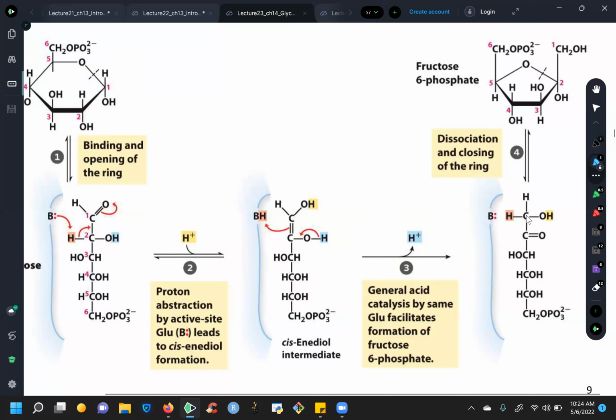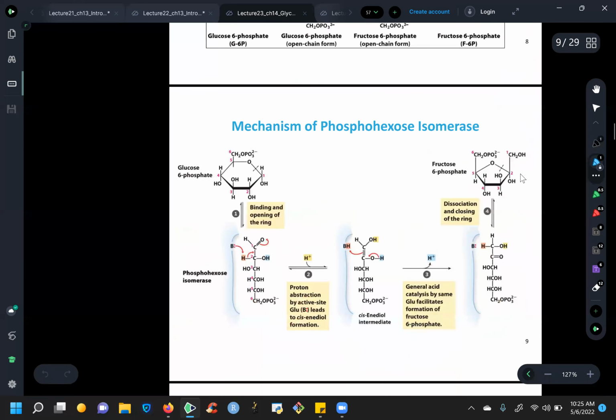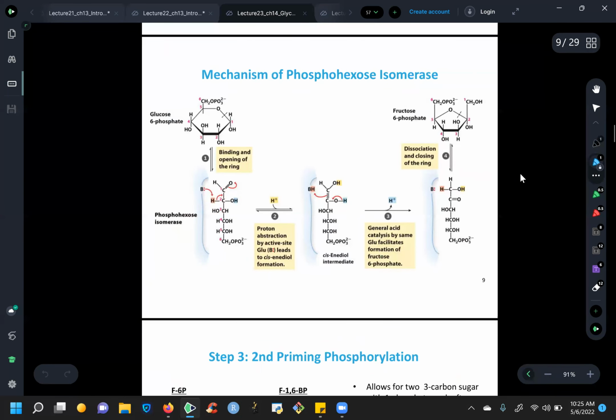So if you count the carbons, carbon 1, now there's an alcohol there, which is what we wanted, because now for the next steps, we can go ahead and phosphorylate that section. And then we'll have a phosphate at carbon number 6 and carbon number 1, which is what we want. And you can see that the carbonyl is at carbon number 2, so it's not in the way anymore. And then once that happens, this guy is free to go. So that's phosphohexose isomerase.